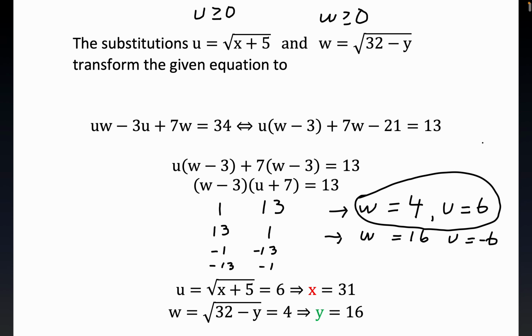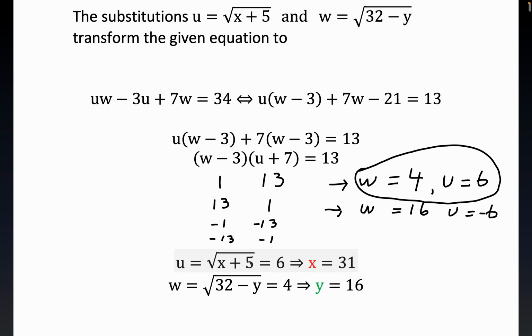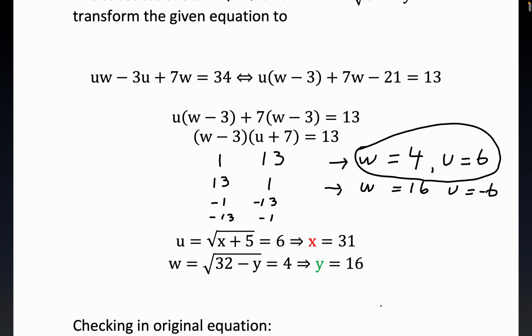So let's keep going. I just wrote down the work for you here for u equal to 6. If u is equal to 6, that forces x to be 31. That's very clear, right? If you square both sides, or just by inspection, 31 plus 5 is 36, and the square root of 36 is 6. In a similar fashion, we get y is equal to 16. And so this is our only possible solution. Now, it never hurts to check, right?